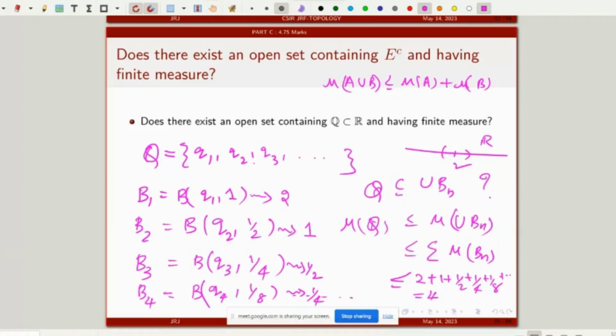And this union of Bn's is open. An arbitrary union of open sets is open. So the whole union of Bn, I am calling it A. So I am getting an open set containing Q which is of finite measure. Is it okay? Hello? Yes, ma'am. Okay. So there can be open sets containing Q with finite measure. It need not be infinite always.